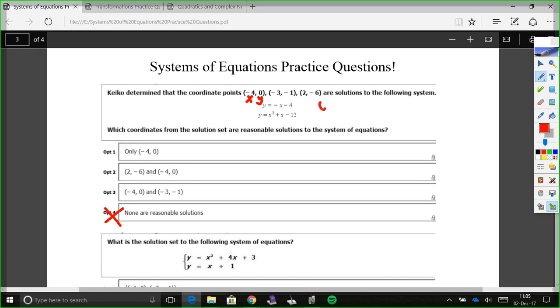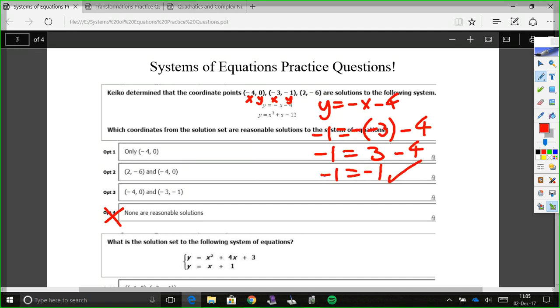So the equation y equals -x minus 4. That's the first one, right? Now we're going to plug in -3 for x and -1 for y. So we'll have -1 equals -3 minus 4. So this would be -1 equals a positive 3 minus 4, which is -1. So that works. Now we need to check the second equation to see if that also works.